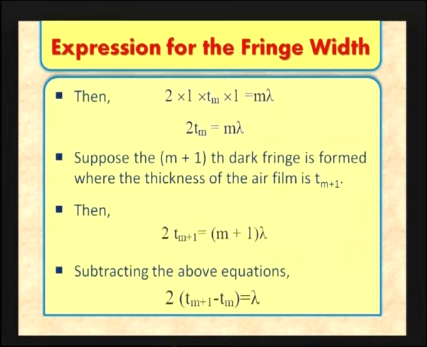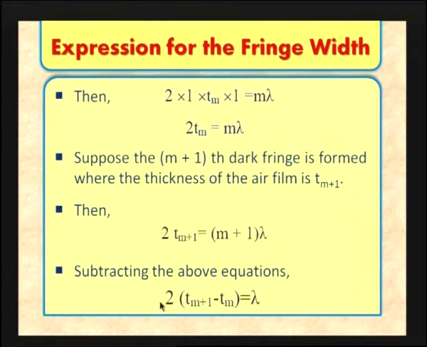So, we had the expression for the thickness of the film that you get corresponding to the mth dark band, 2 T m is equal to m into lambda. Similarly, for the m plus 1th dark band, the corresponding thickness of the air gap is T m plus 1, 2 times T m plus 1 will be equal to m plus 1 into lambda. Subtracting the above 2, obviously, we will be getting an expression of this kind, which is shown at the bottom, 2 times T m plus 1 minus T m will be equal to lambda, because m plus 1 minus m will be 1 times lambda. You got the expression here.